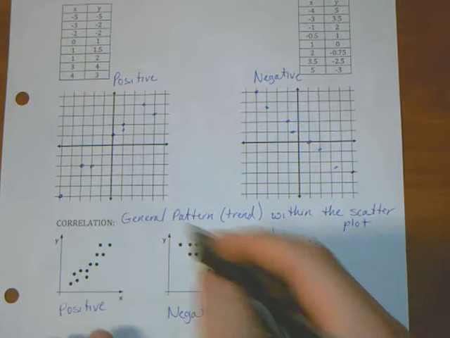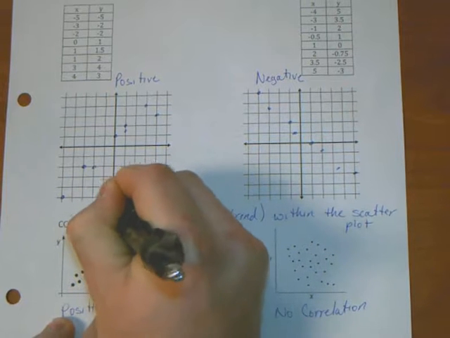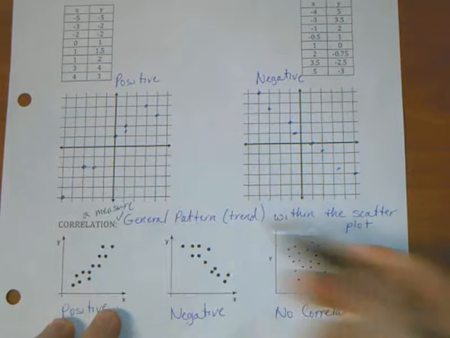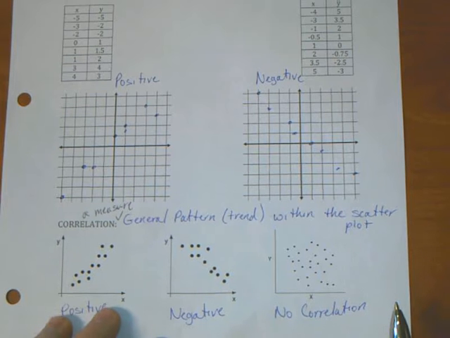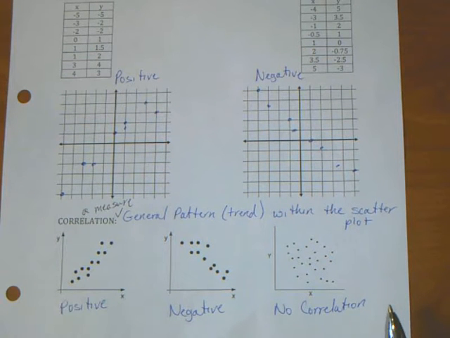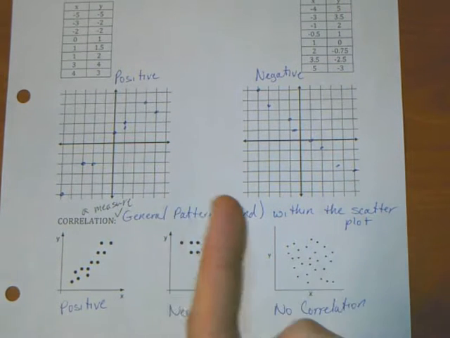One thing that I actually wanted to add to this is just one word. It is that correlation is a measure of the general pattern or trend. So just add that to your notes. It's a measure of the general pattern or trend within the scatter plot. And in just a second, I'll talk to you about what the number for correlation means. Any lingering questions about correlation before we flip over and talk about lines of fit?